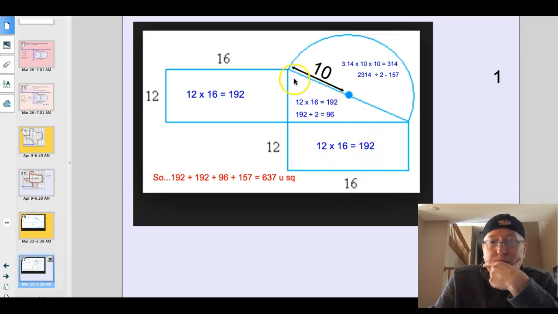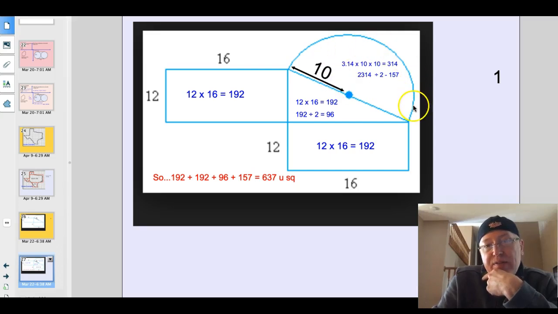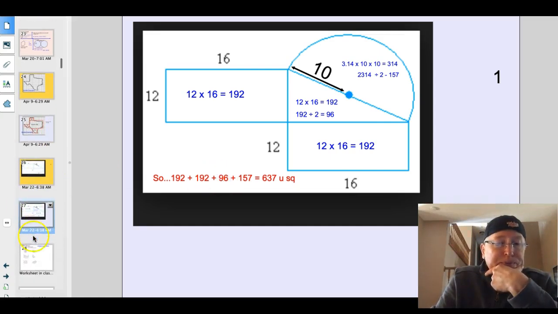Now, this one here is 12, and this is 16. So it's 192, but it's a triangle, so I have to divide it by 2. So that gives me 96 for the triangle. And this measurement here is 10. That's my radius. So if I pi r squared it, 3.14 times 10 times 10, I've got 314. I only have a half of a circle there, so I have to divide that by 2. I got 157. Add all those together, 637 units squared.